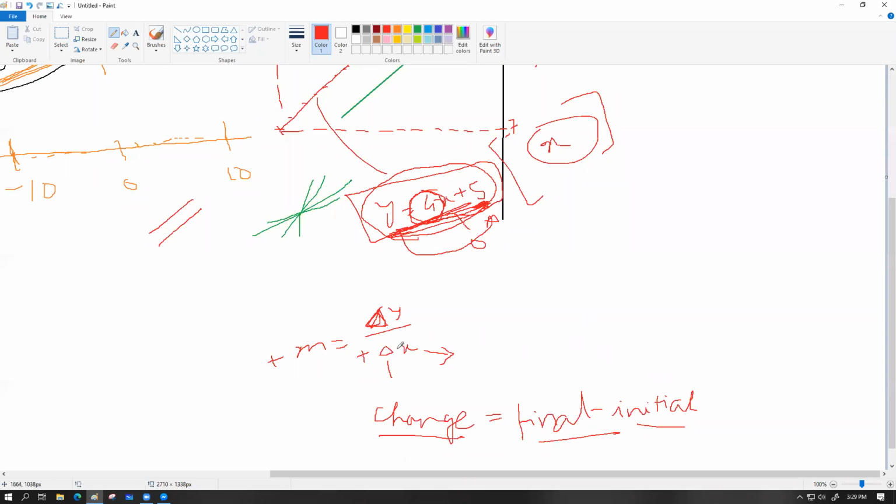So whenever we mean delta x, in this case, as we have described in the definition, what is gradient? Gradient represents the change of y value.